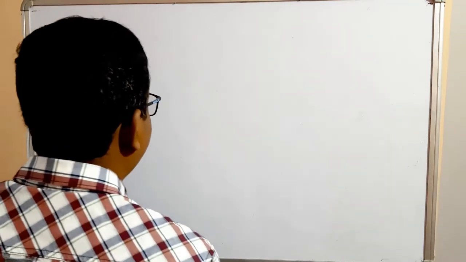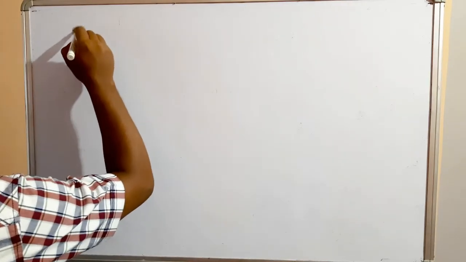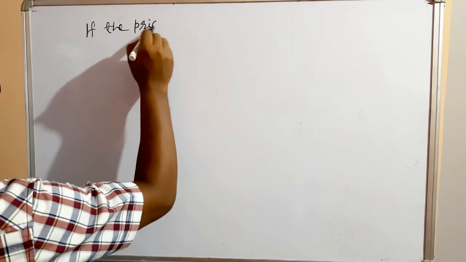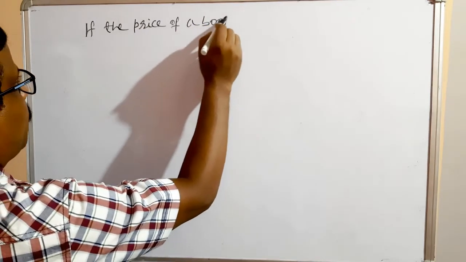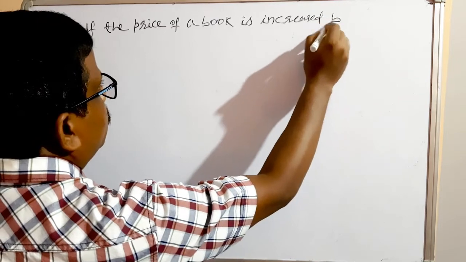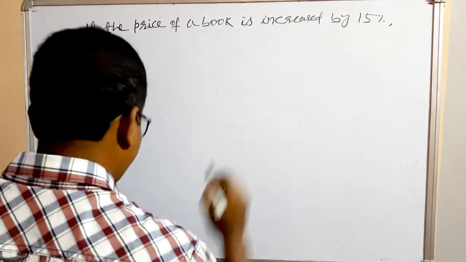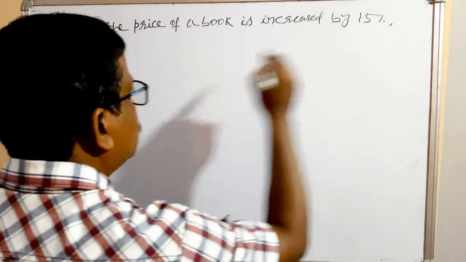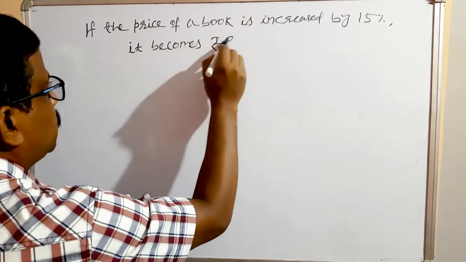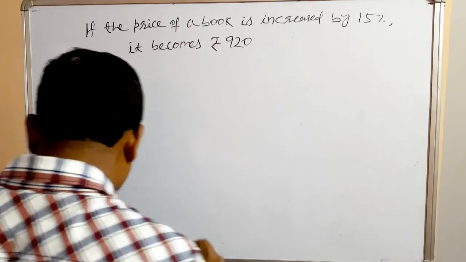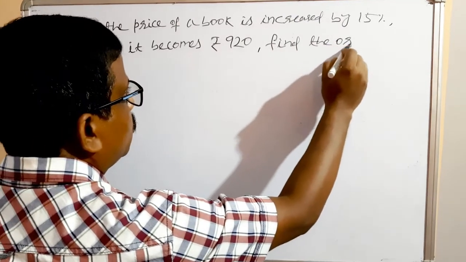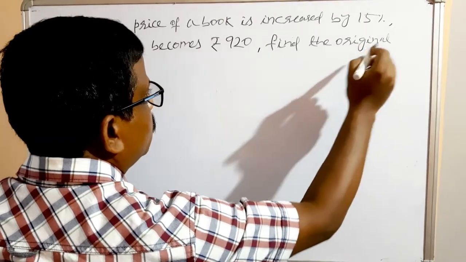Suppose another question: if the price of a book is increased by 15%, it becomes rupees 920. Find the original price.